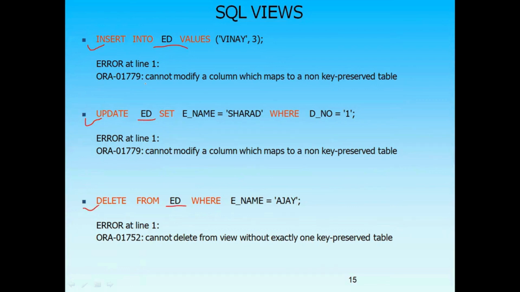So if you observe again, my error is showing here: cannot modify a column which maps to non-key preserved table. That means we can't perform the operation on the join view. So why is it not possible? You think and tell me, search for the reason behind this. You know, whenever we perform any operation on the view, it also reflects in the base table, right? Definitely here, the compiler will be confused if you are trying to insert the department number. Department number is the foreign key in one table, but it is the primary key in the other table, right? So because the foreign key and primary key constraints are different in both tables, there will be an ambiguity error, and that's why these operations are not possible with join views.